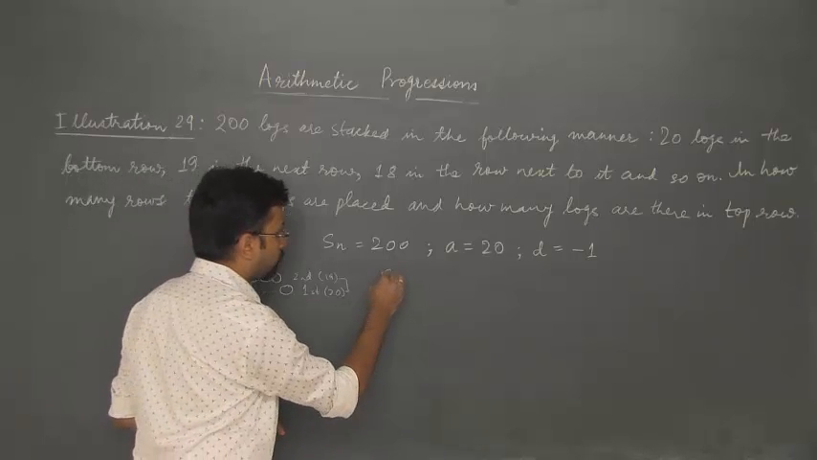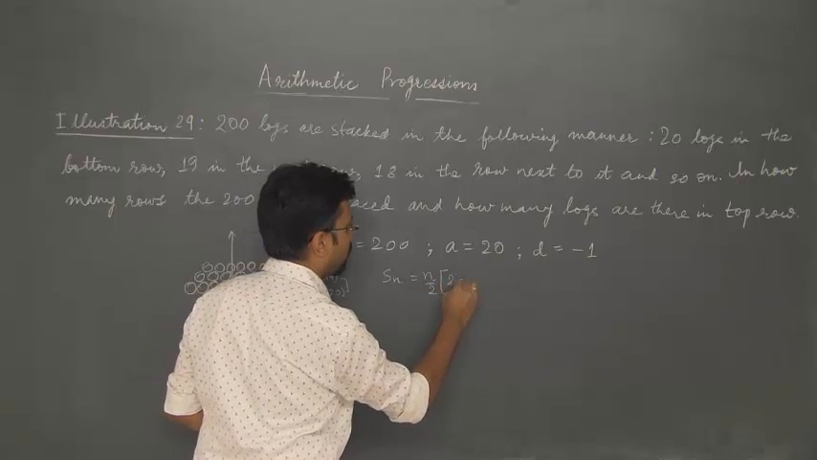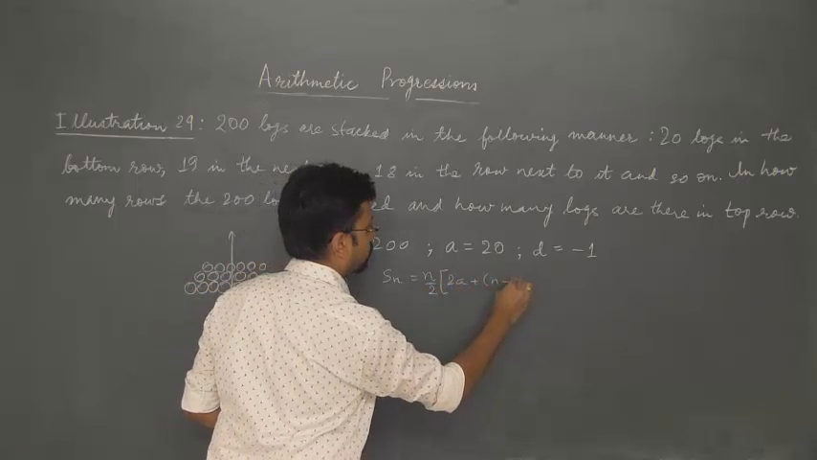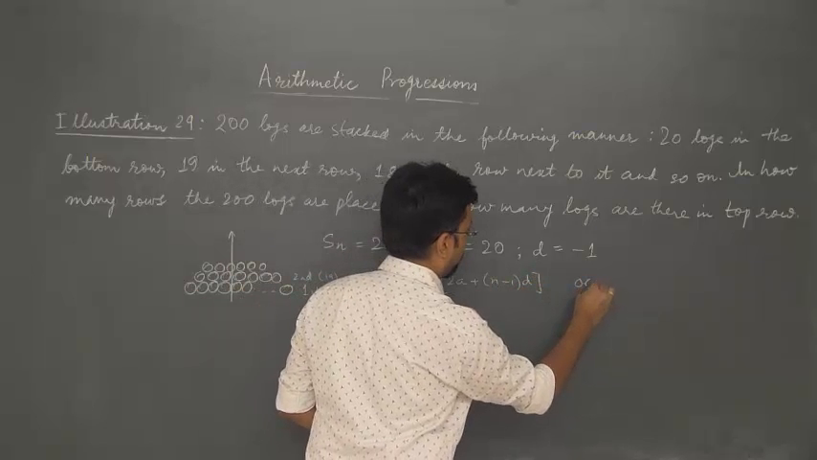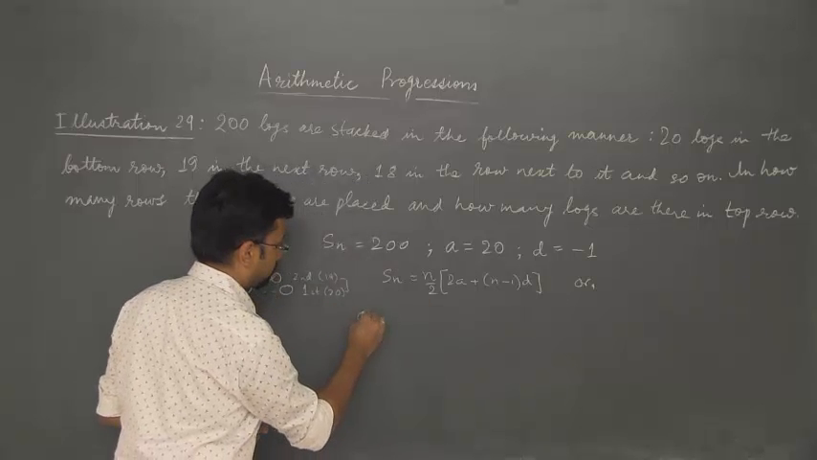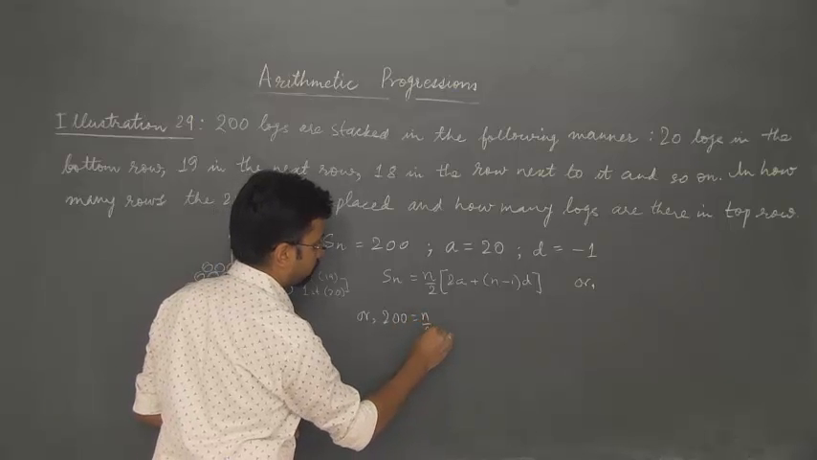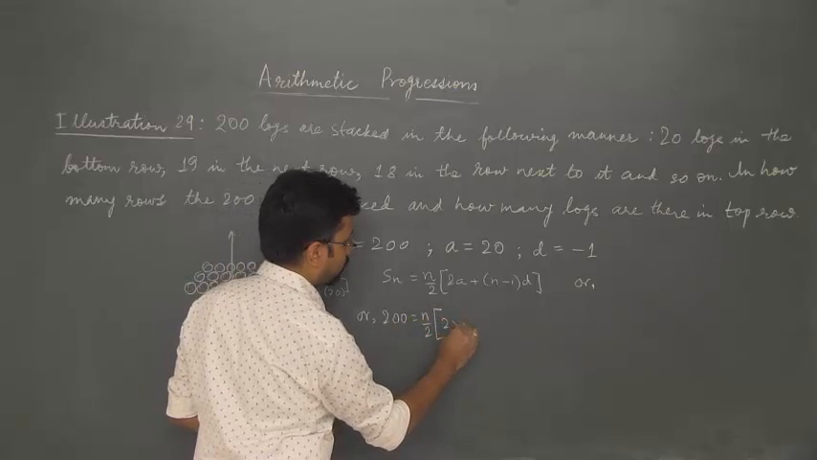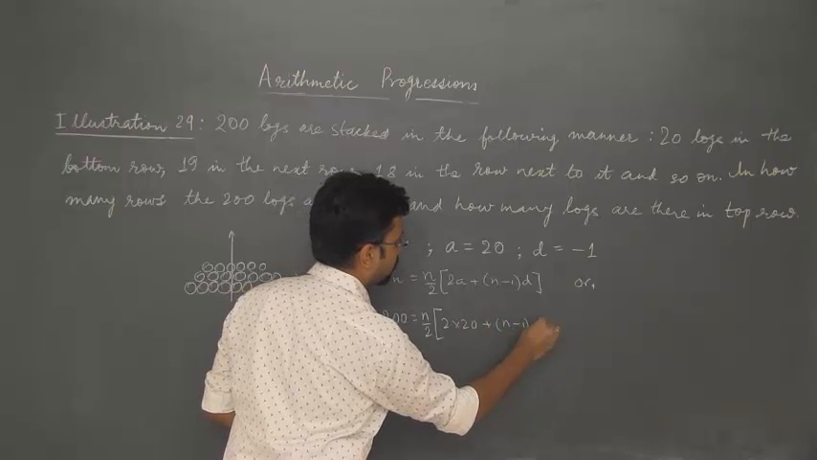So you use the formula Sn is equal to n by 2 times (2a plus (n minus 1) into d). So what do we get? Sn would be how much? Let's do it here. Sn is 200, n we don't know, 2a is 2 into 20 plus (n minus 1) into minus 1.